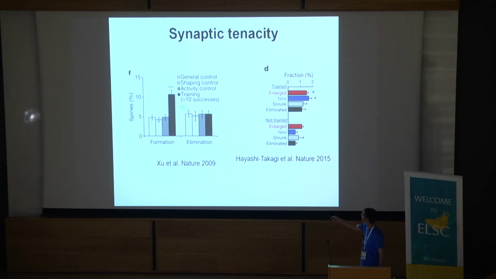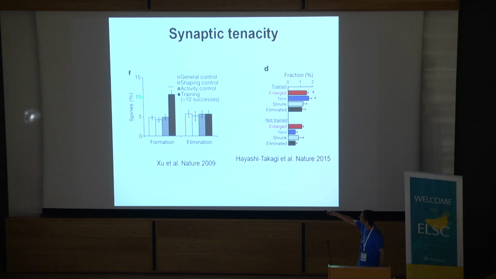And actually, when you look at the exact same two papers that I just showed you, this is the one showing that training has more new spines. Here there is no elimination. After a couple of days, you also see different elimination. But note here that this is the control.